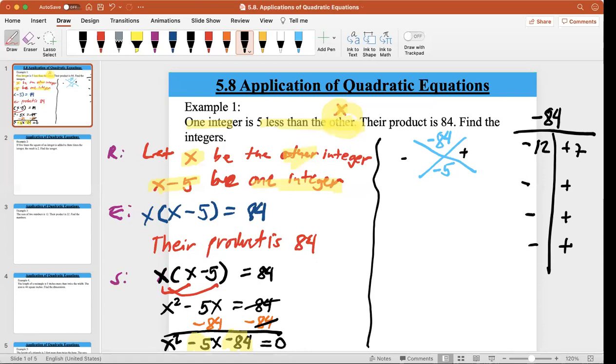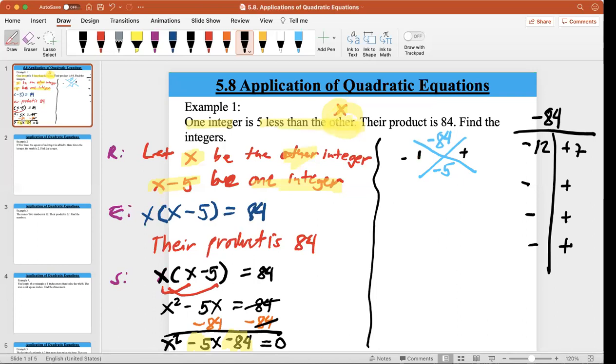Do we still need to try out other numbers? I think this is it. Negative 12 plus 7 is negative 5. So that means that we don't have to think of other numbers. Well, this step is optional. You may or may not include that in your solution.